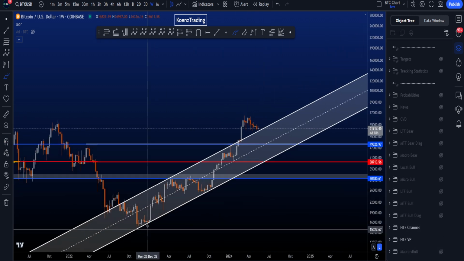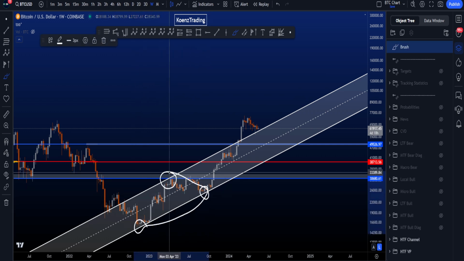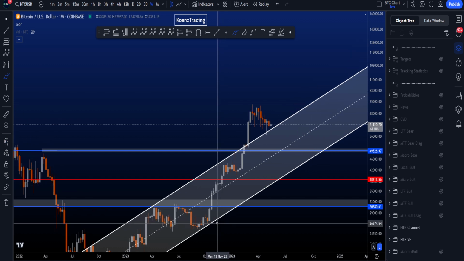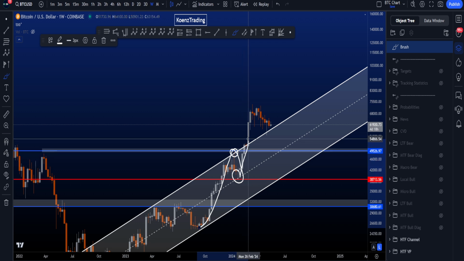If we then also open this channel over here, which is quite interesting, taken from the low to this low over here to the first time hitting 30k, you can see that this one is nicely respected, moving to the higher trend line of the channel, then the midline, and eventually we broke out.